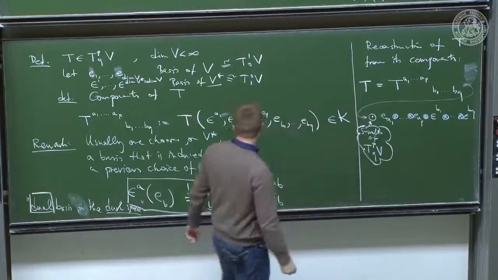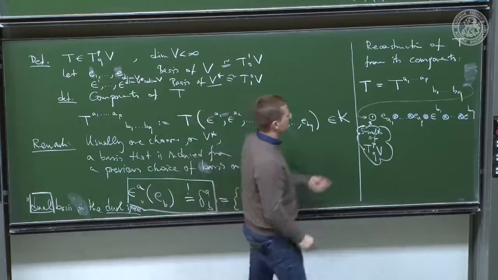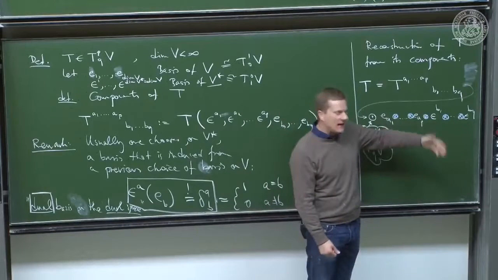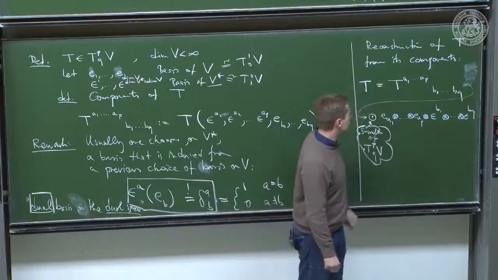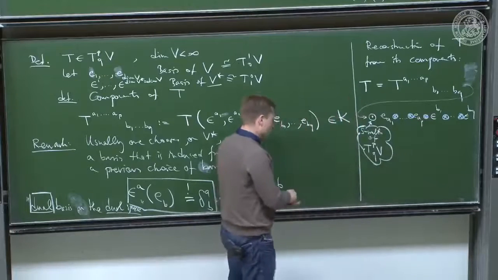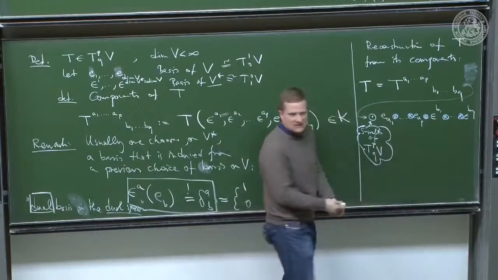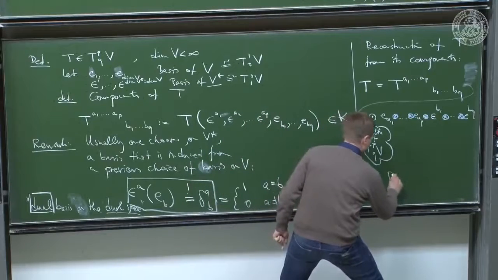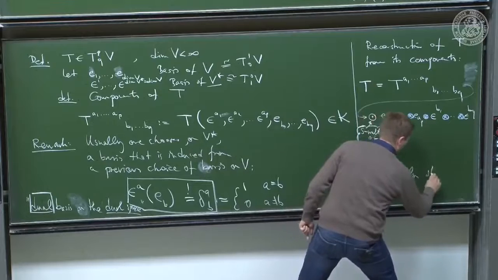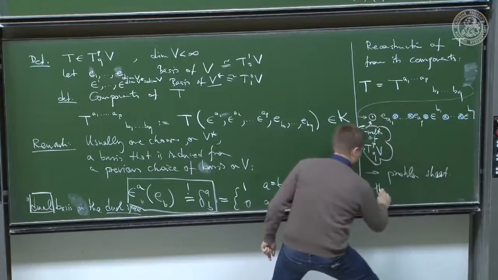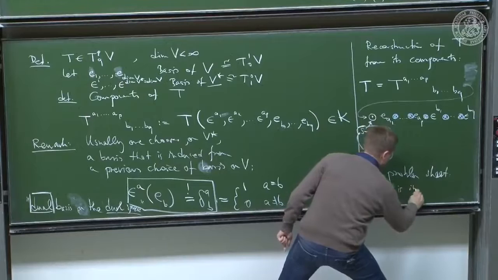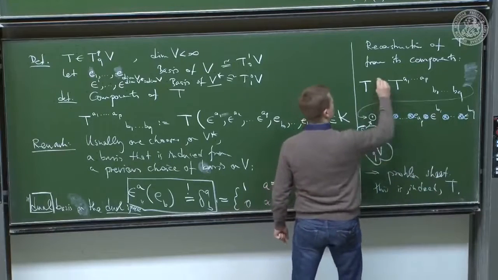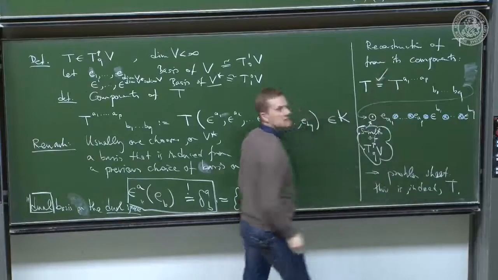Well, you can check by evaluating the tensor on an arbitrary vector, and you need to know how the E's and the epsilons act on arbitrary vectors and covectors, which you do by expanding them themselves. So the proof that this recovers T is essentially very basic, and it's a finger exercise on the next problem sheet. So this equal sign here is correct.